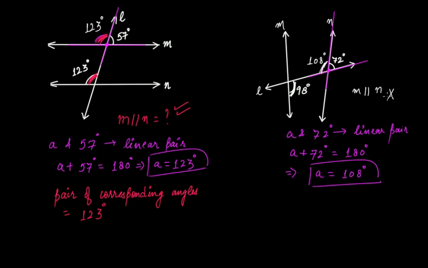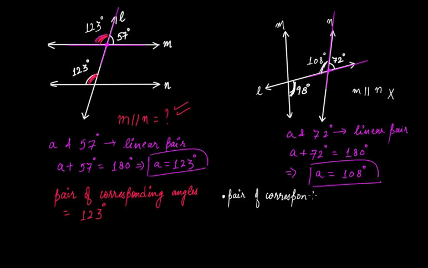So this was a problem on the topic of how to tell whether lines are parallel or not when they are being intersected by a transversal. So let's quickly revise three points. What three points do you have to check when you perform calculations to tell whether lines are parallel or not? First point is, pairs of corresponding angles should be equal.